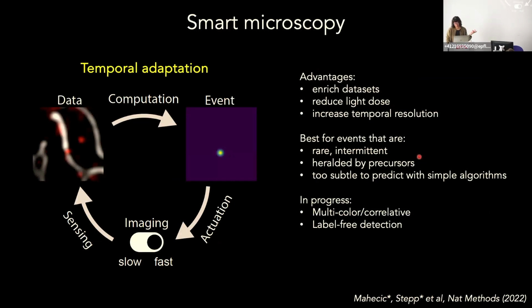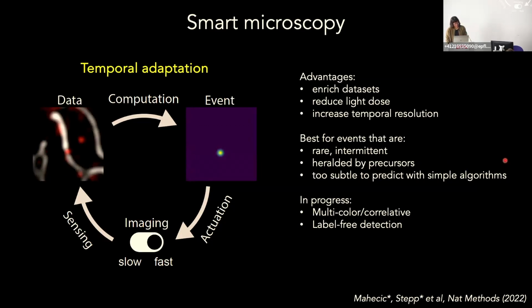Of course, this kind of methodology is overkill for many kinds of biological problems. It's really best for imaging events that are rare and intermittent. That is, they're not happening all the time. So you gain value by imaging only when what you're interested in is happening. It's essential that there are some sorts of precursors that the neural network can pick up on to be able to do this on-the-fly switching.